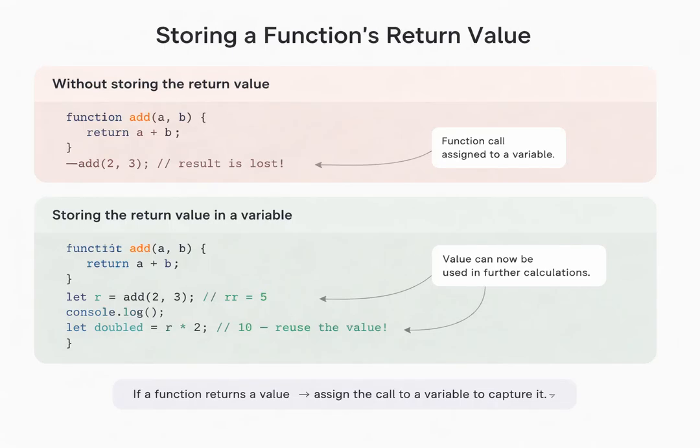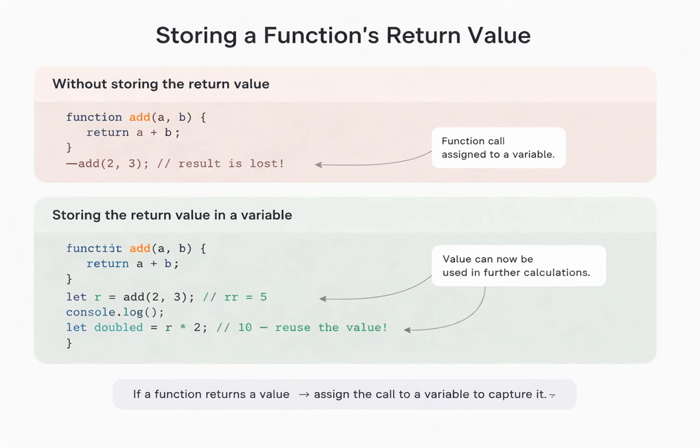Let's make this concrete with a practical example of how you actually use a returned value. If you call a function that returns something but don't capture the return value, that value is simply lost. The function ran, produced a result, and that result disappeared into the void. But when you write let r = add(2, 3), you're telling JavaScript, run this function, take whatever it returns, and store it in the variable r.